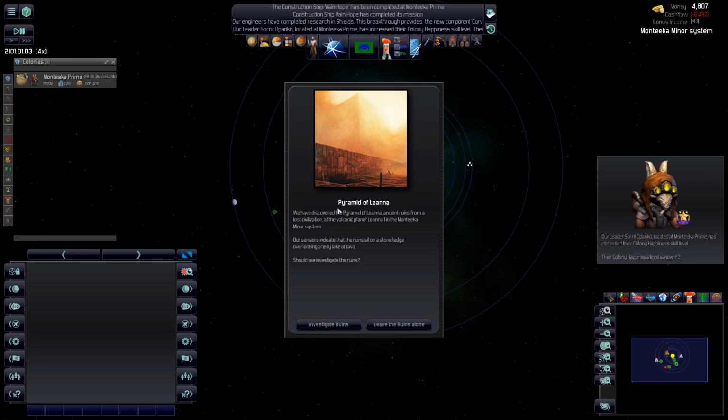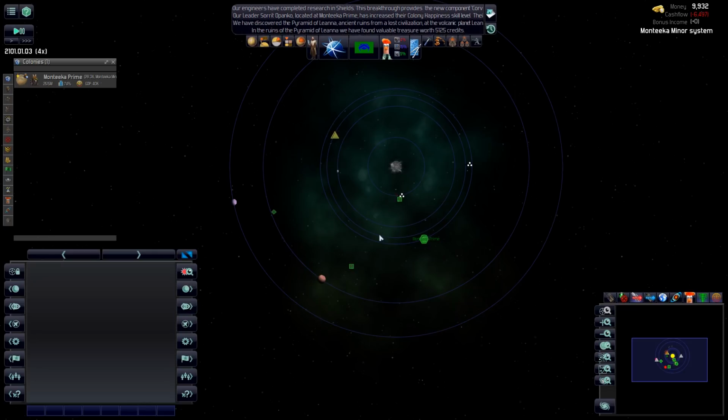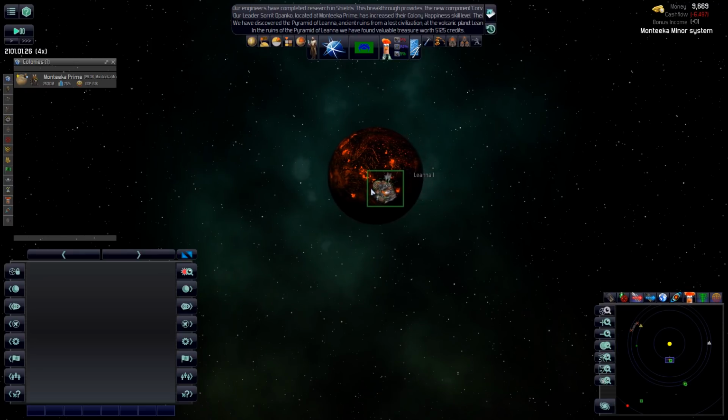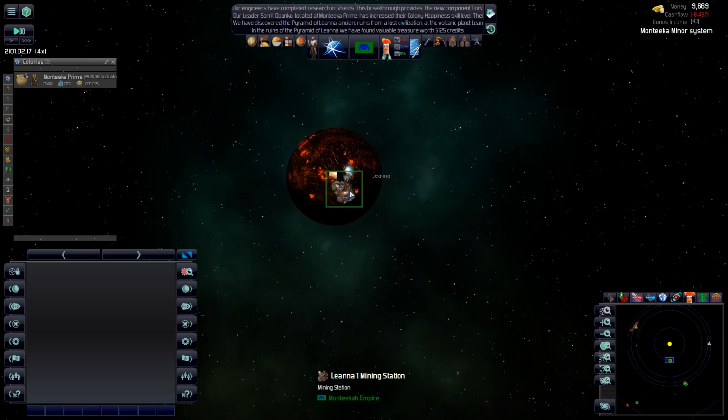Man, I hope we have enough time here. Okay, here's the Pyramid of Liana. Discover the Pyramid of Liana, ancient ruins from lost civilization, and we will investigate those. And we got some money. Excellent. I was just noticing we're starting to get low. I'm kind of concerned that we don't have enough time to get over to that other ruin before we need to be there. Hopefully this won't take too long. We might be okay.